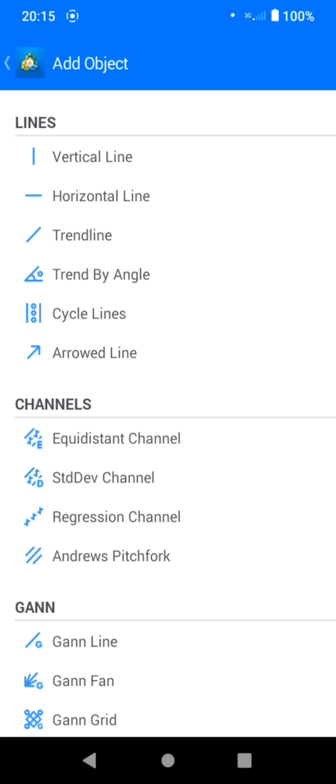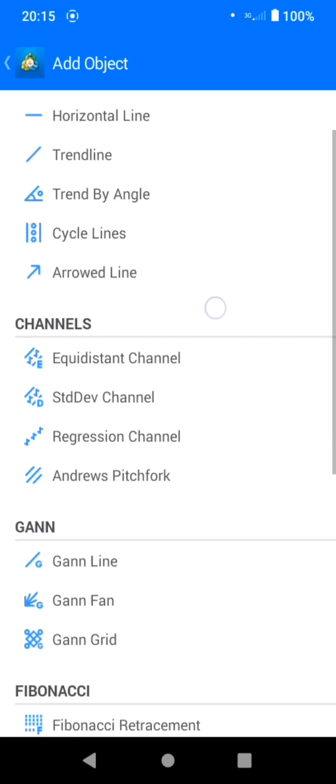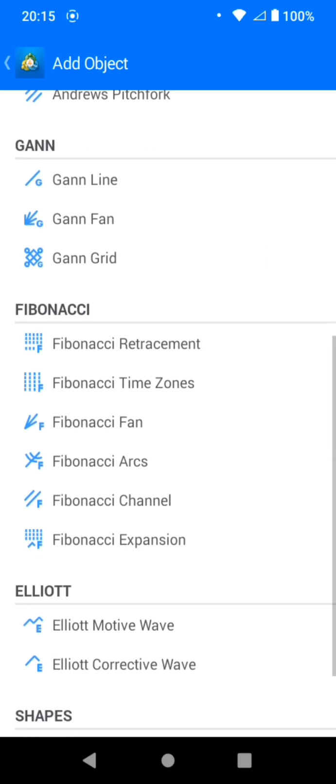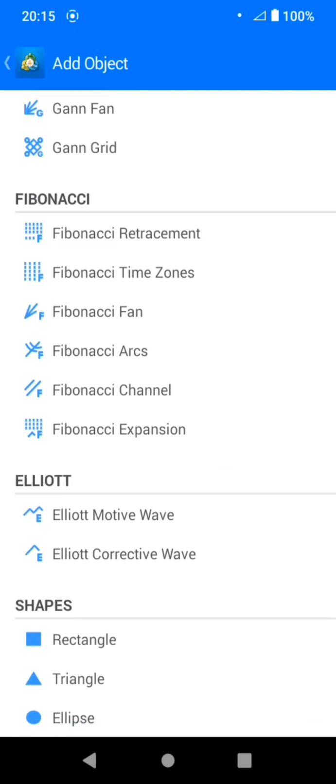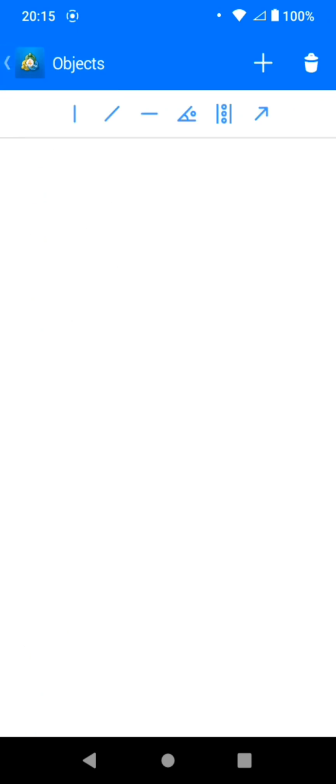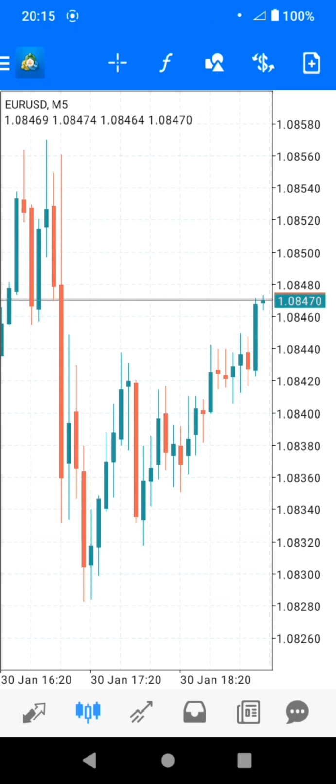These are all lines, the vertical line, horizontal line, trend lines. If you want to draw your trend line, this is the arrow line. These are channels available, and these are Fibonacci tools, the time zone, the retracement, and all this. I'll do tutorials about all of these. These are shapes, the ellipse, triangles, and rectangle. I'll do a video about this one, all right. So you come back, you just select whatever you want here, and you can go ahead and draw your trend line or use the tool you want.